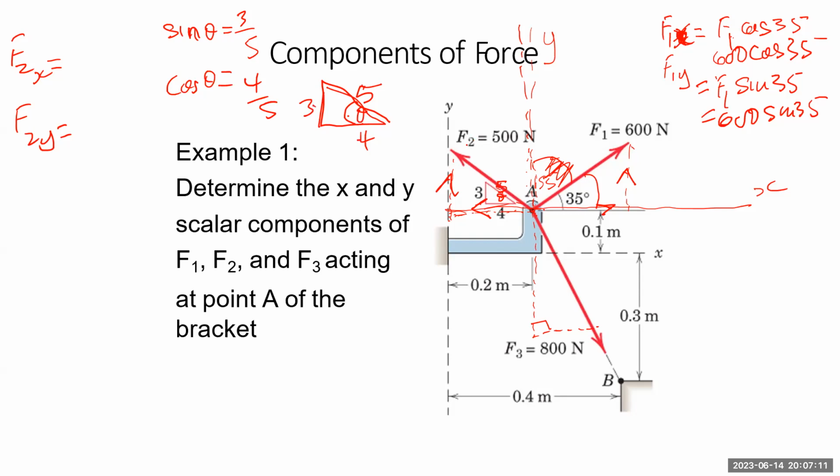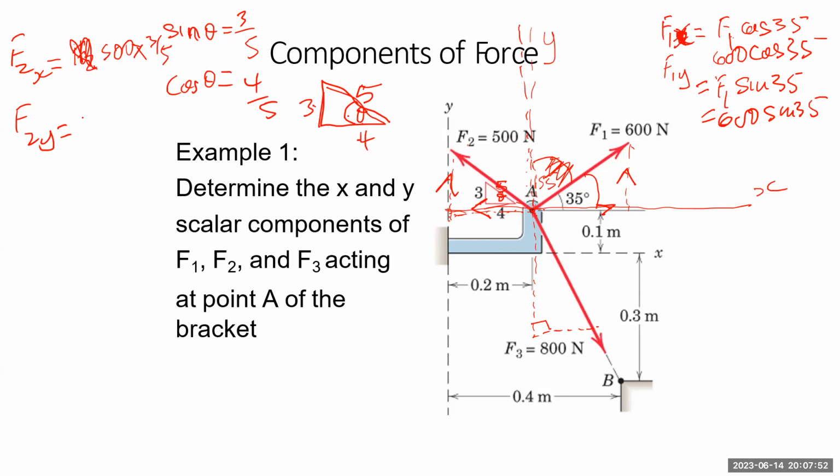So, F2. Can you tell me the component, please? Now that I tell you that you know the angle, can you give me the components? Yes, sir. Which one are you doing first, X or Y? The X. Give it to me, please. So it would be 500 times sine of 3/5, which is just 3/5.